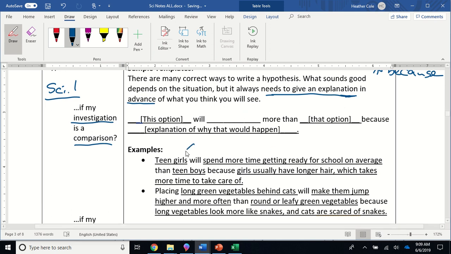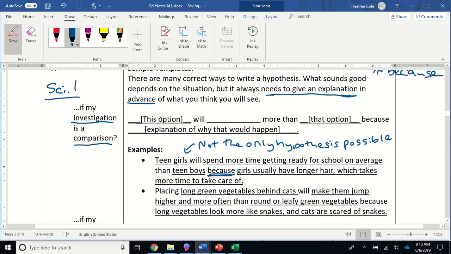This is not the only hypothesis. We could also have said maybe that teen boys will spend more time getting ready for school because teen boys like to play Fortnite before they leave for school, and on average more. Or we could say any number of things that maybe don't rely on stereotypes so much, as long as we have a good explanation.